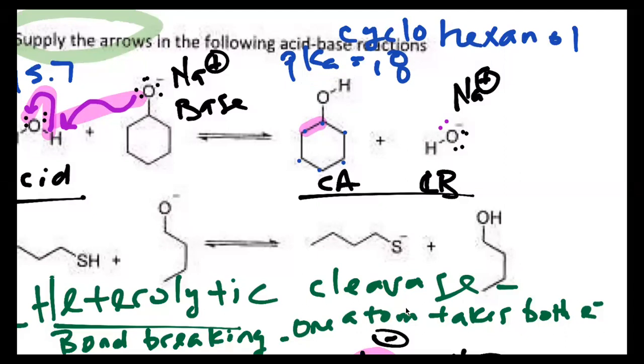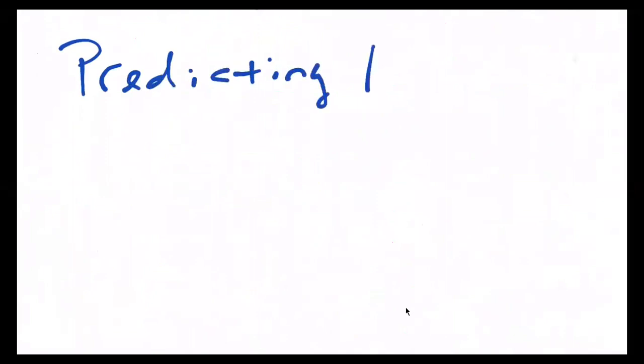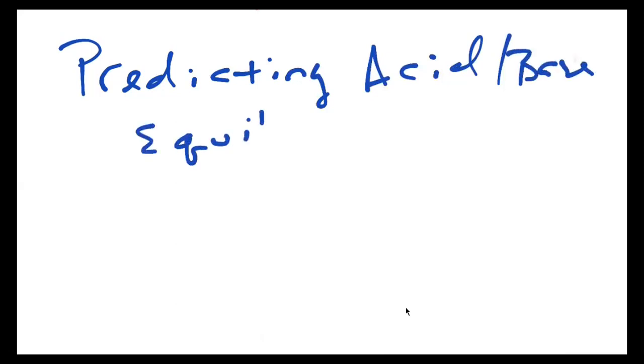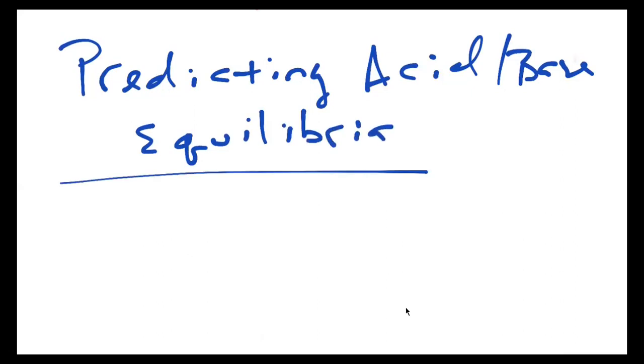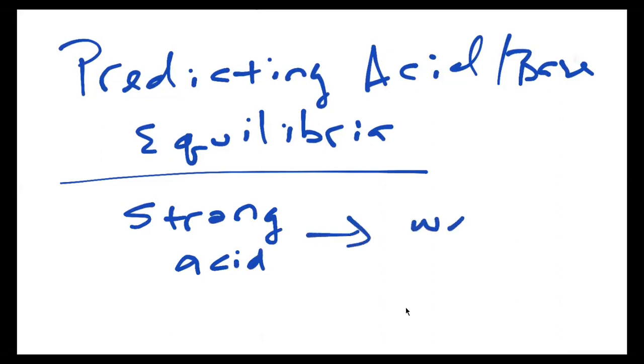Now the question is, which side is favored? Let me give you a little snippet down here on predicting equilibrium. So how do you predict equilibrium? I'm going to give you the technical explanation first, and then I'll give you the layman's explanation. The way to predict equilibrium is you always want to go from a stronger acid to a weaker acid.